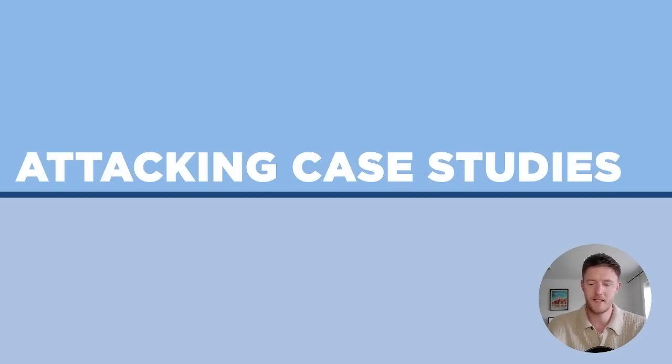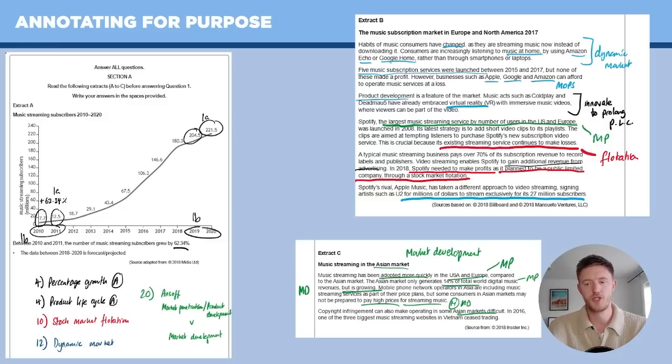Right, so attacking the case studies. Application is such an important part of this, and this is what I would do with the case studies. This is an example of a section A, and I've written down bullet-pointed versions of what the questions were. There was one on percentage growth, one on the product life cycle, and they both referred to extract A in the question. And there was a question on stock market flotation, one on a dynamic market, and then there was an Ansoff's matrix question, which was about market penetration or product development versus market development.